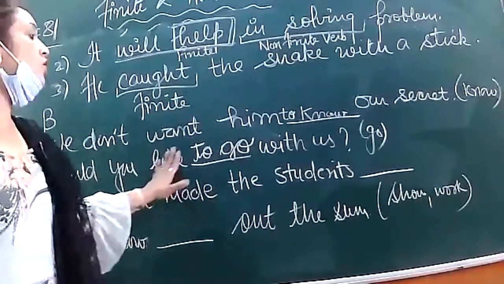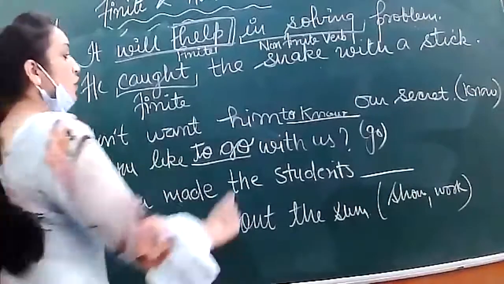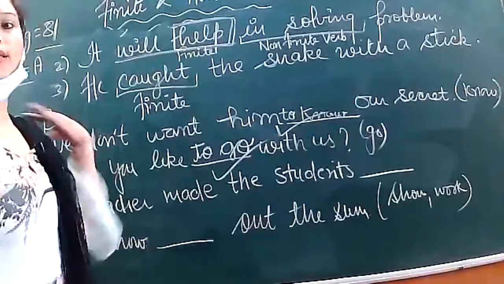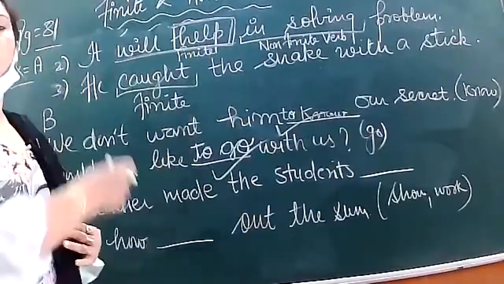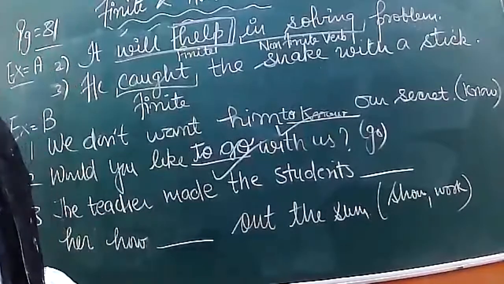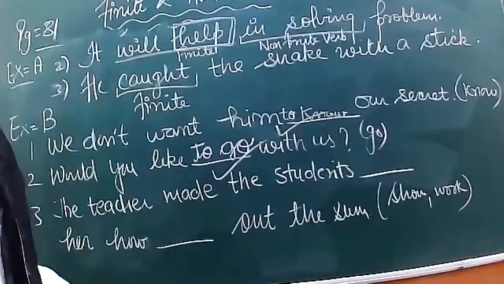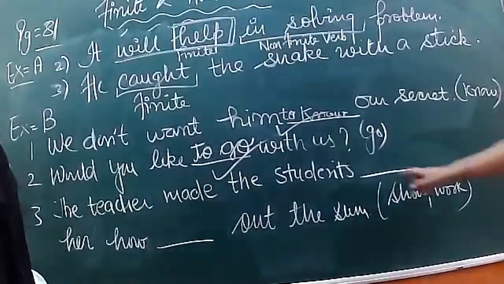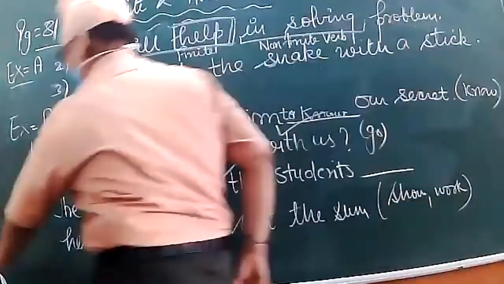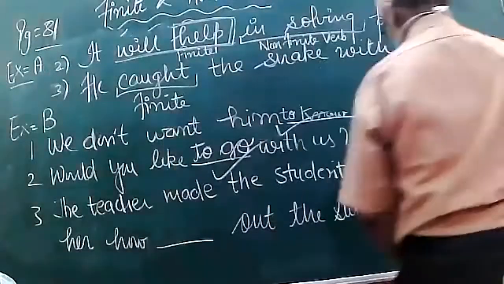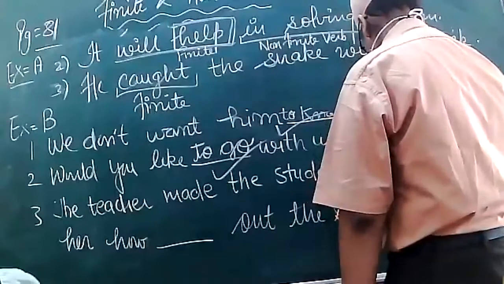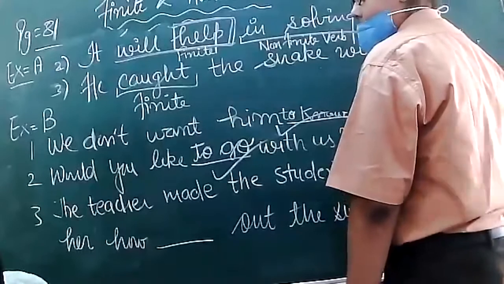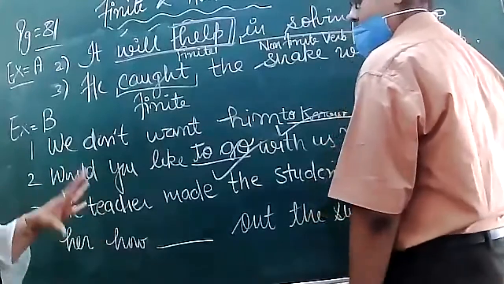Would you like to go with us? Your answer is correct. So to know is right answer. To go is also right answer. The teacher made the student dash. Harman. You seem right here. It is not compulsory every time to put to. It depends on sentence.